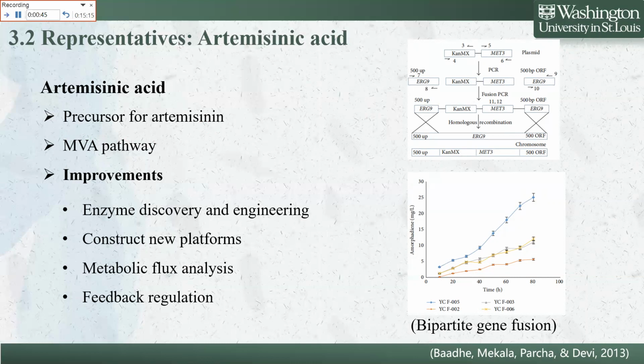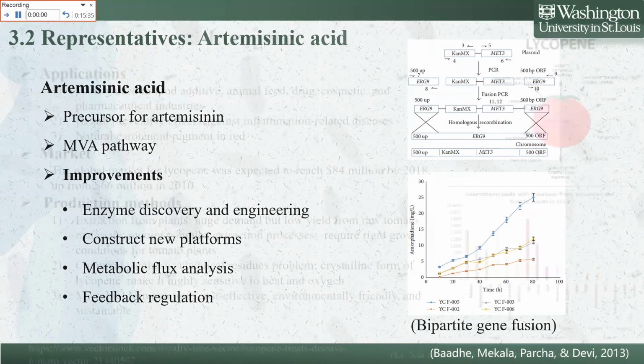Finally, feedback regulation and construction of a new platform based on inverse metabolic engineering are also promising approaches to improve the yield of the acid. That's a brief introduction about artemisinic acid. Let's invite another group to introduce.